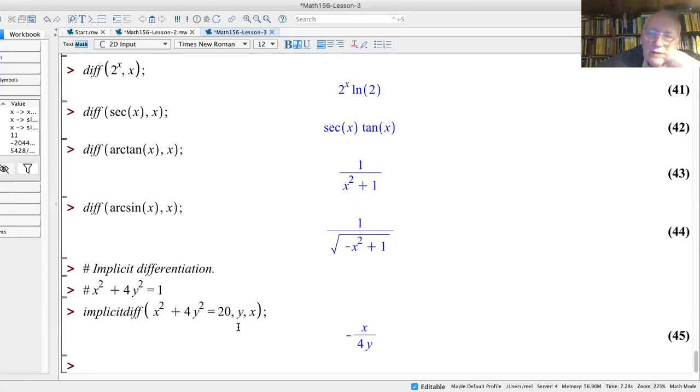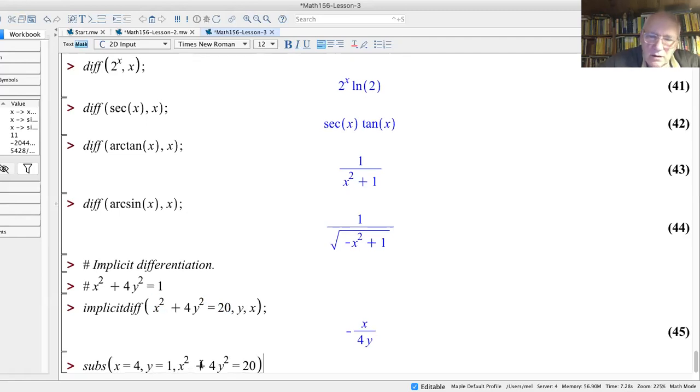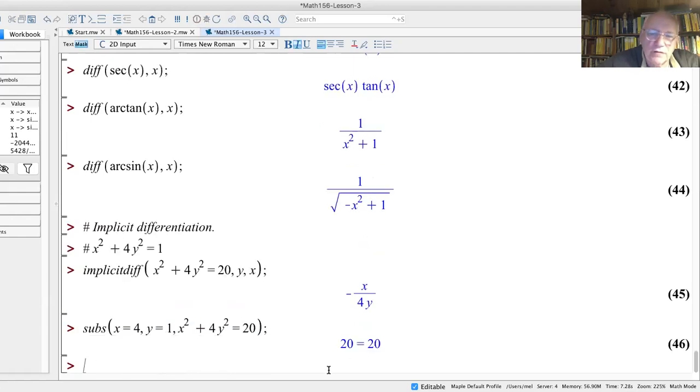So on this curve, let's see, what is a point on this curve? X equal 4, y equal 1. Let's try. There's a command called substitute. Suppose I substitute x equal 4, y equal to 1 into the expression x squared plus 4y squared equals 20. So this point 4 comma 1 lies on this curve, which is an ellipse.